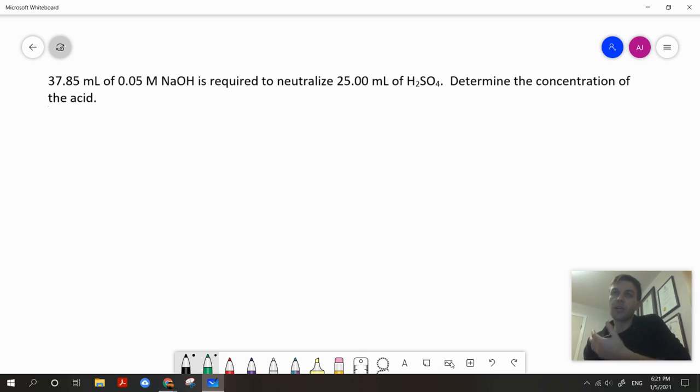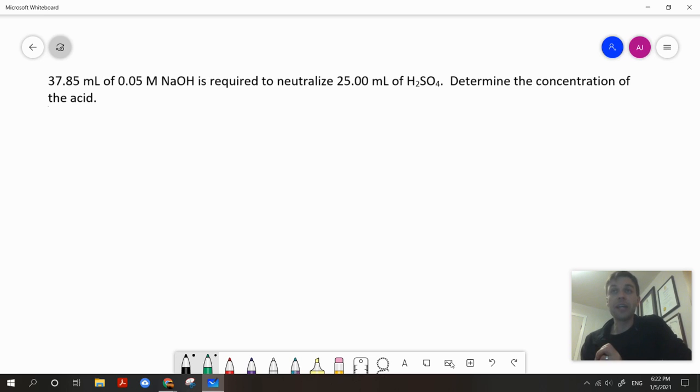So this is also what's called a titration problem, because this is the ultimate problem that we're trying to solve in a titration experiment. But for our purposes here, we are just trying to solve for the unknown concentration of the acid. So in this method, we are going to be using the balanced chemical equation to solve the problem.